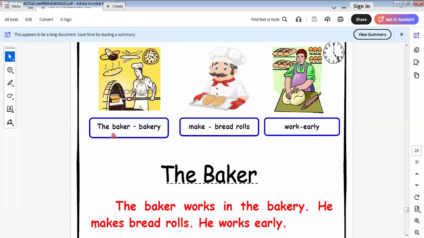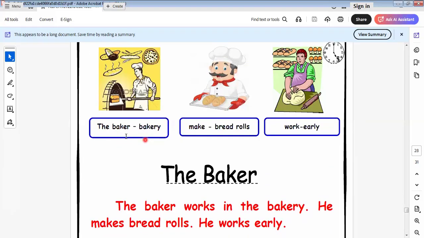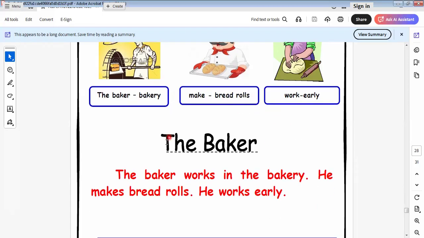Let's continue. Here we have the baker. Here are the guiding words, and we make a paragraph from these guiding words. The bakery. So the baker is the job, and the bakery is the place that the baker works in. Make bread rolls. Work early. So let's do this text together.